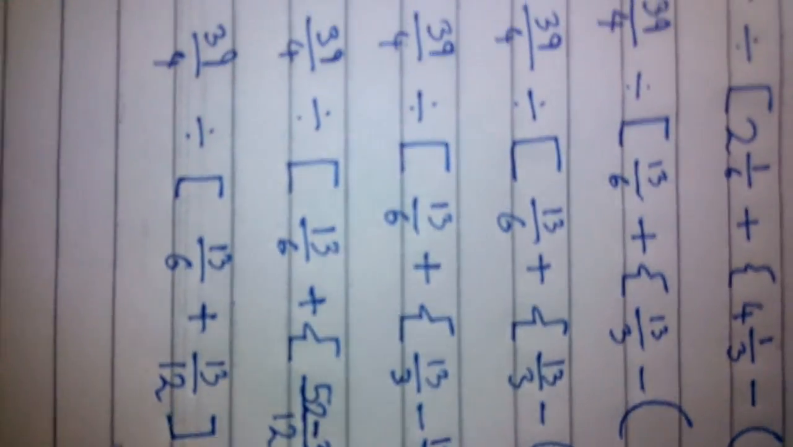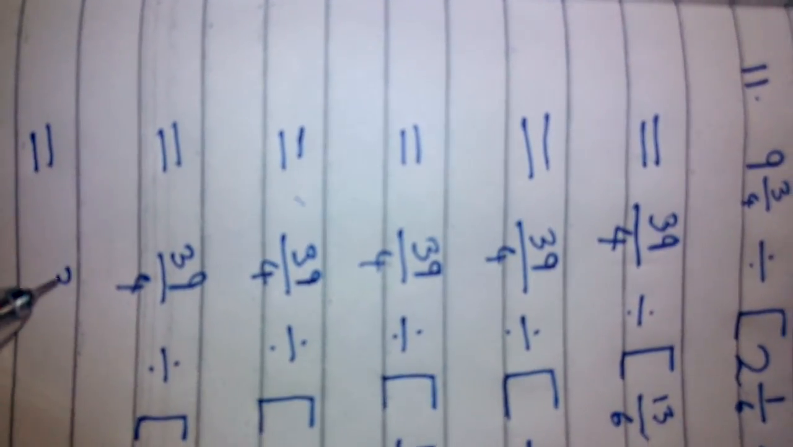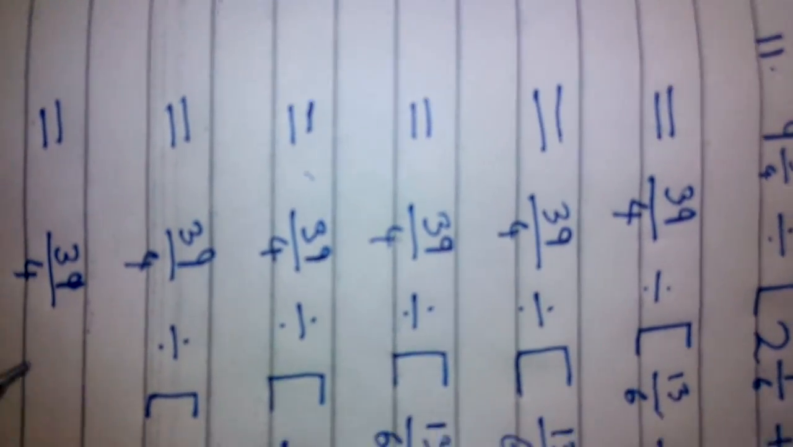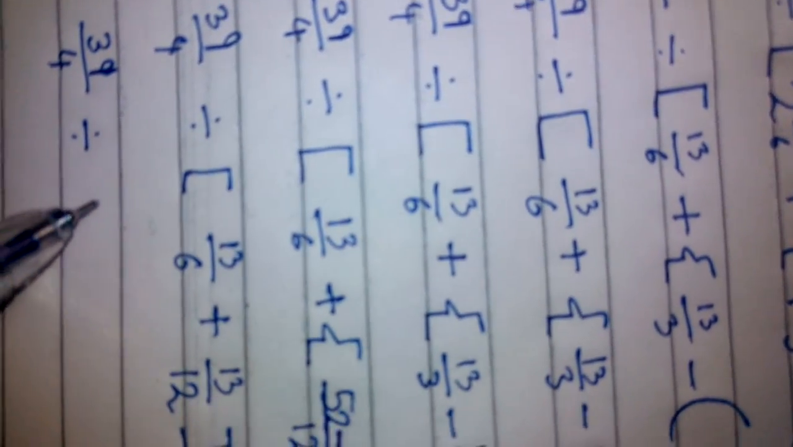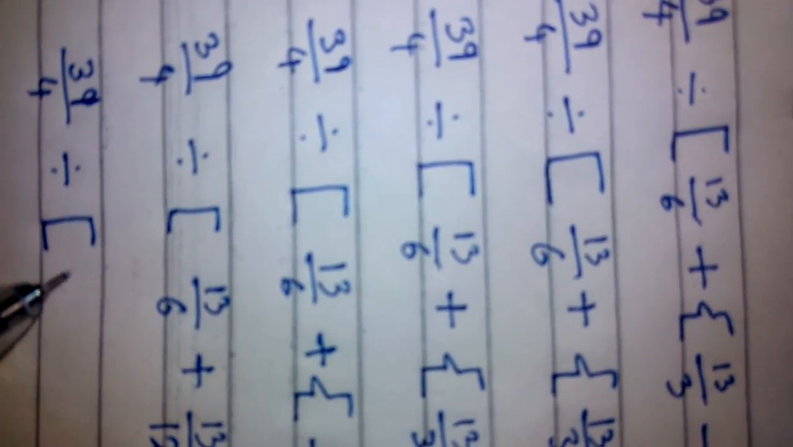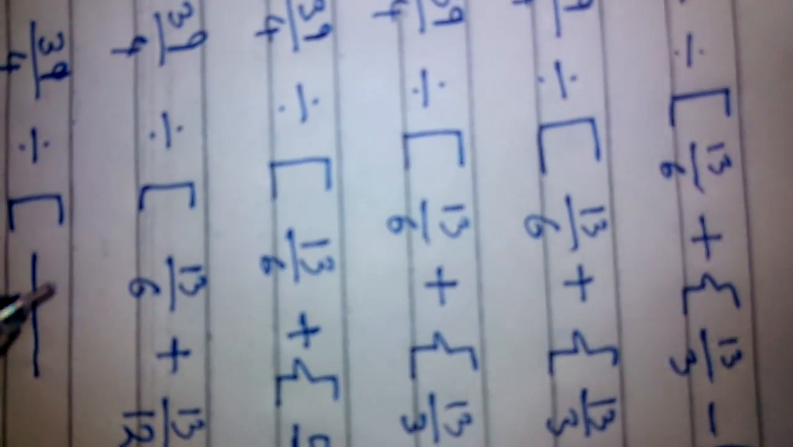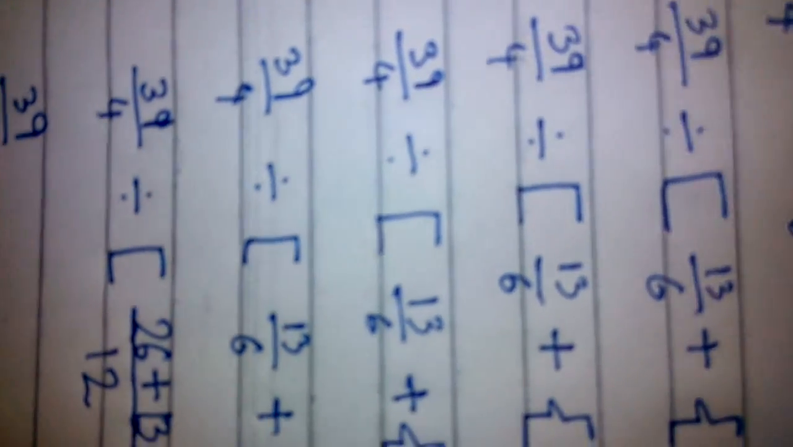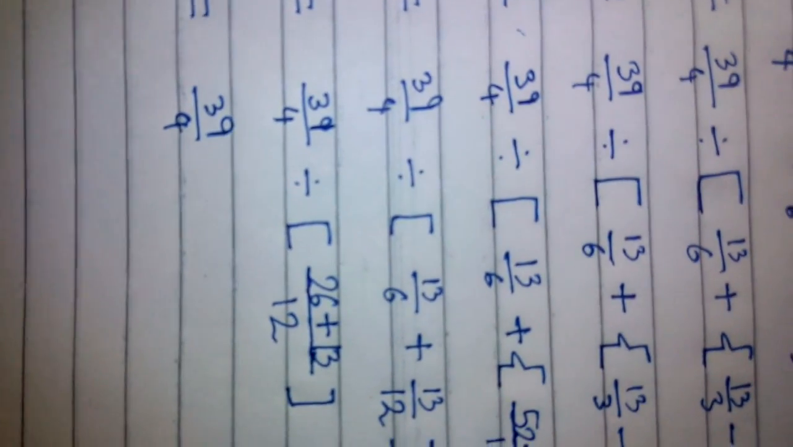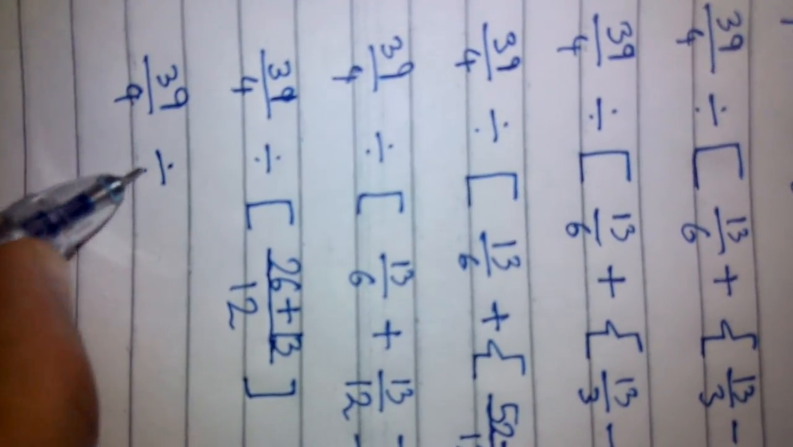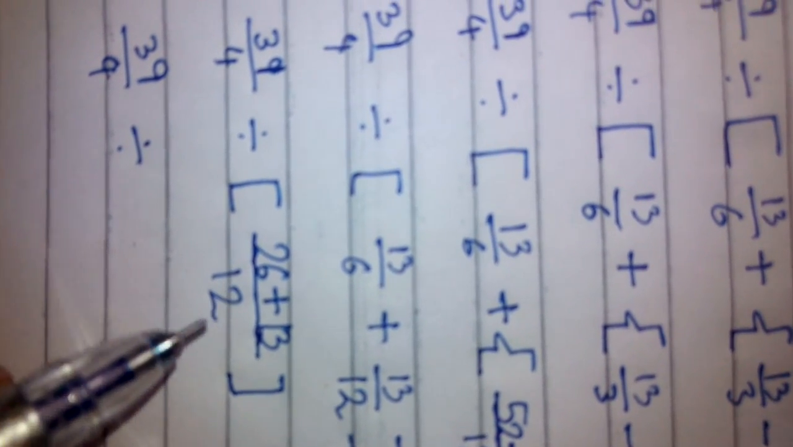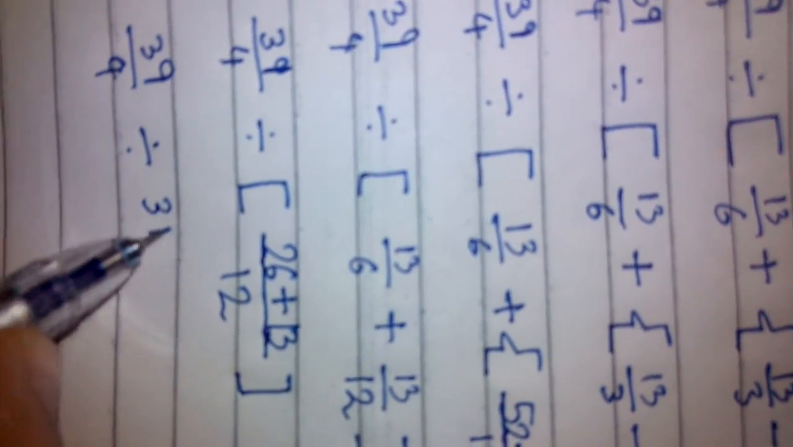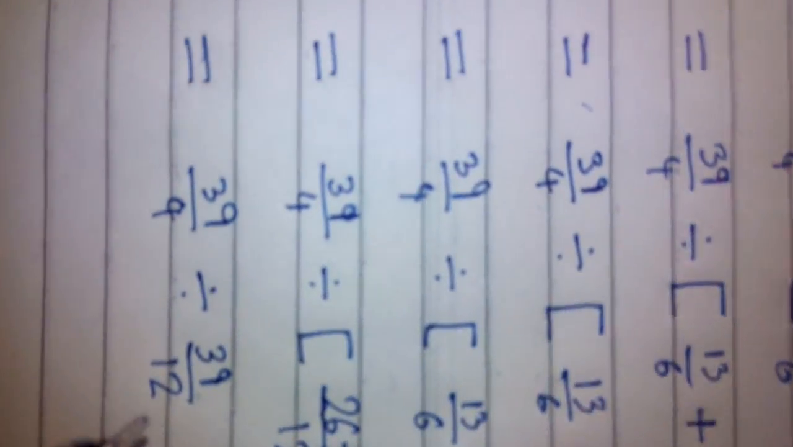Okay, that is clear, I hope. 39 by 4 divided by the LCM. 12 by 6 is equal to 13 2s are 26 plus 13. It's equal to 39 by 4 divided by, say, 26 plus 13 is equal to 39 by 12. All right.